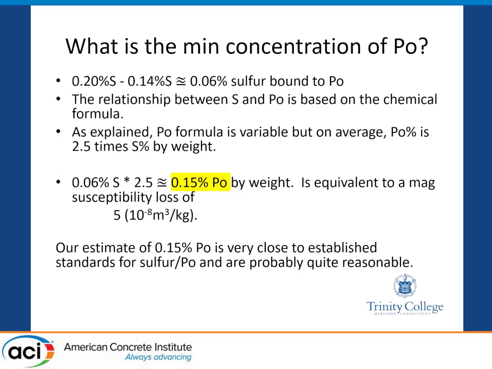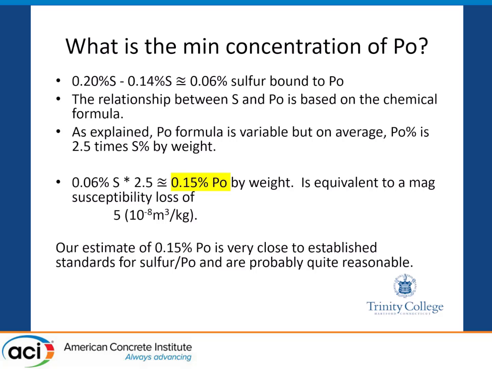So if I just do some quick math here, removing the 0.14 from the 0.2% sulfur, which was our total estimate from that 5 magnetic susceptibility drop, get about 0.06 sulfur, and then the relationship between sulfur and pyrrhotite based on the chemical formula of pyrrhotite on average, pyrrhotite is about 2.5 times the percent weight of sulfur, so multiply 0.06 by 2.5. That gets us to our magic number right now of 0.15 pyrrhotite by weight. That would equate to that magnetic susceptibility loss of 5.